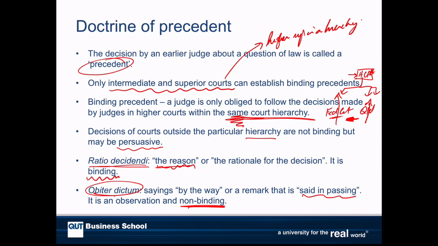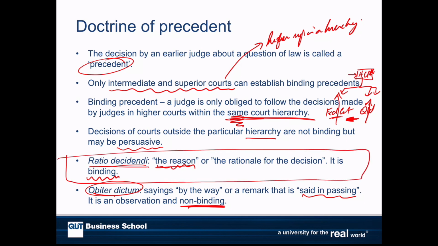Hopefully we'll have a little bit of time to discuss in the workshops and lecture why that's the case. But the really important thing for us to remember here is it's only the ratio, or the reason for the decision, that's binding on those lower courts.